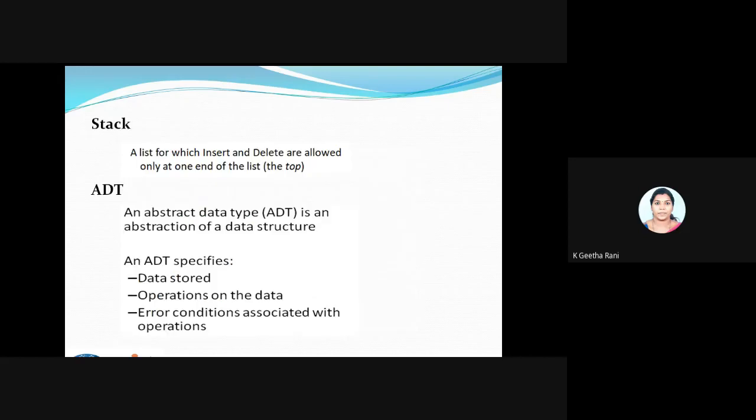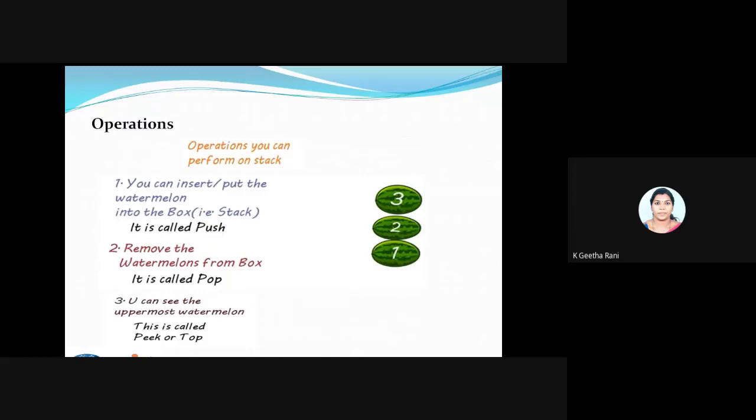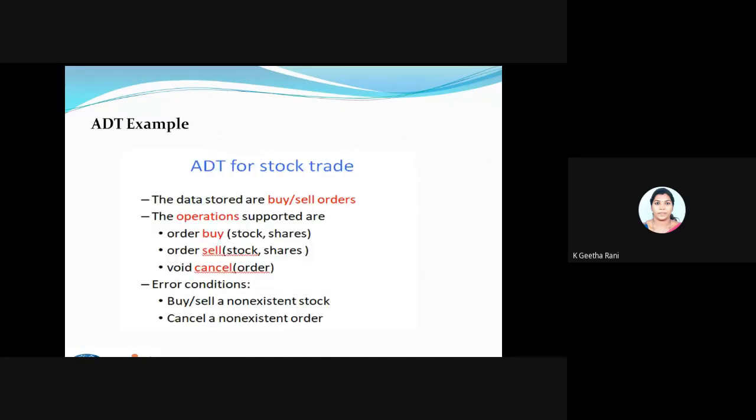So ADT is nothing but an abstraction of data structure. It is defined as abstract data type, and purely tells about the data storage, the operations, and the error conditions that occur when an operation is performed. Now we will see what a stack ADT means. A stack ADT is again about how the data are stored in the stack, what operations can be performed on the stack, and what the error conditions are when an operation happens. This is called a stack ADT.